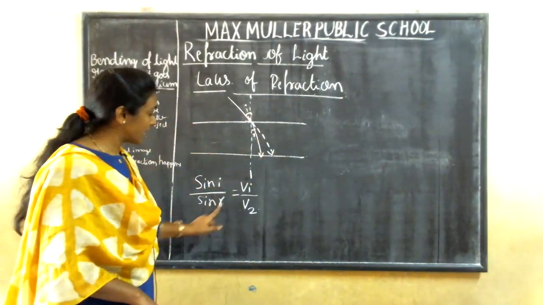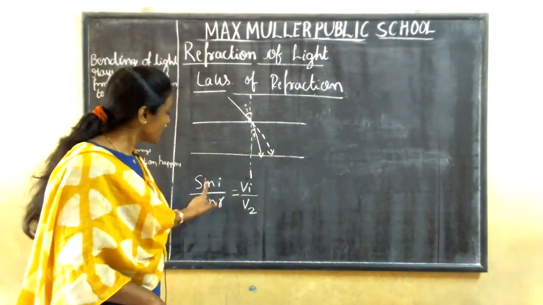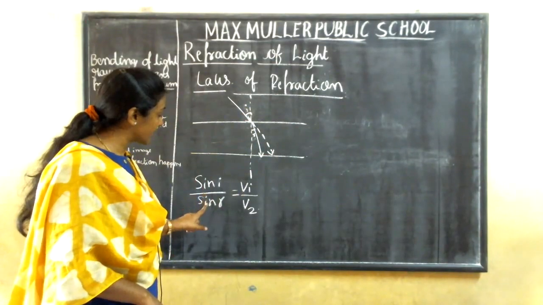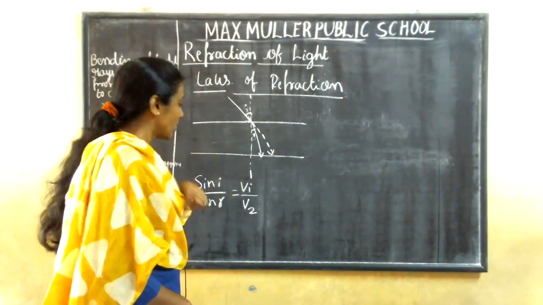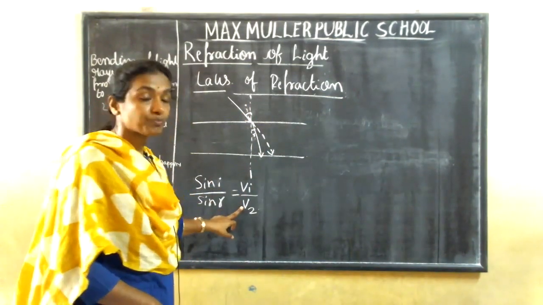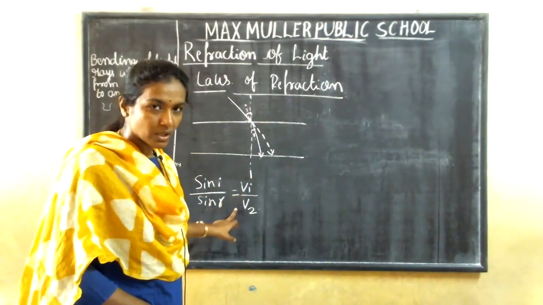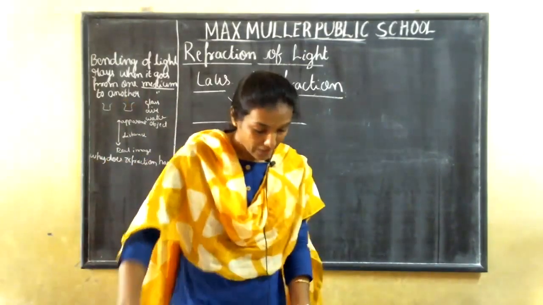Sin I by sin R is equal to V1 by V2. You may ask me, ma'am, why it is taken as a sine instead of taking it as an angle? Let me tell you that later. Now V1 and V2 are here velocity. What are these two here? These two are velocity.